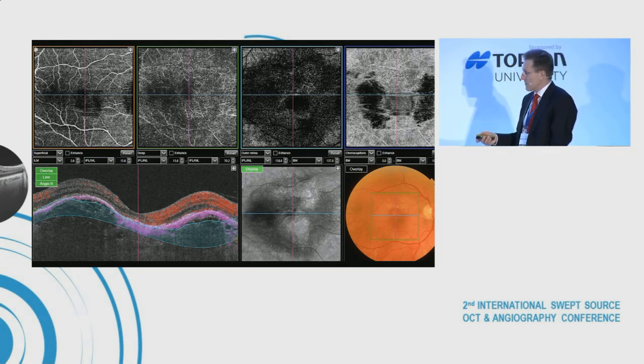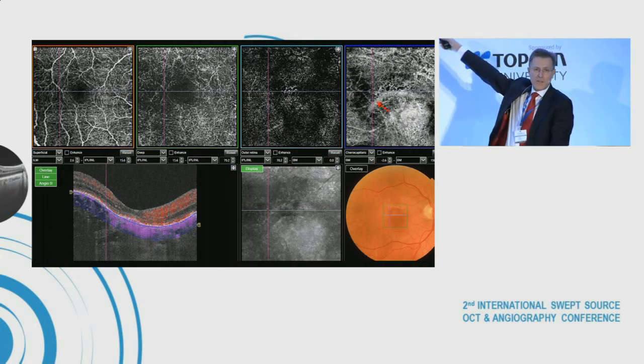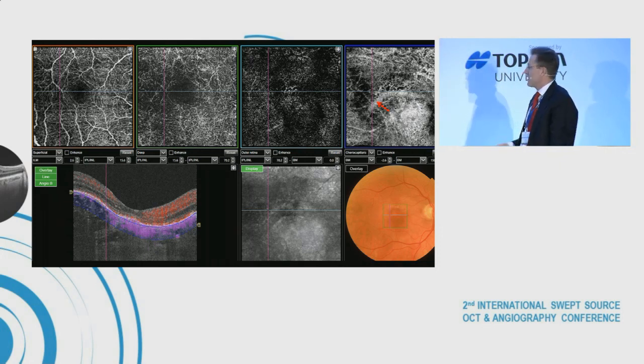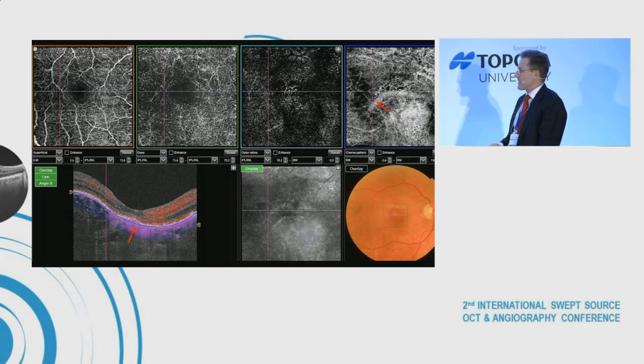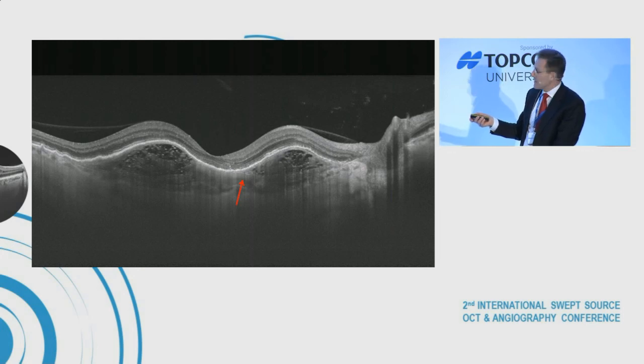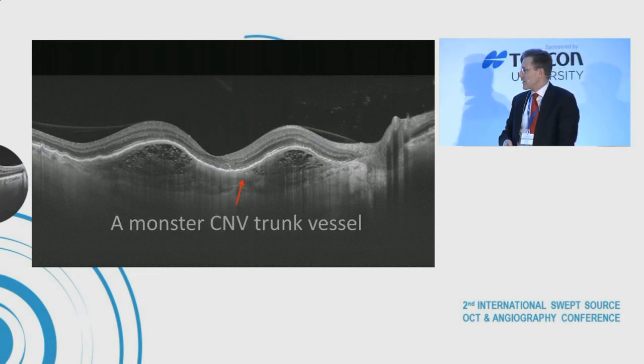And what you see here, down below to the left, is the noise signal from flowing blood, and corresponding with that, up there to the right, we have a monster CNV vessel, the biggest I have ever seen, and it was actually already there on the structural OCT, though I didn't realize it, namely right here. So what the arrow is pointing at is a tri-layer signal from flowing blood from a monster choroidal neovascularization trunk vessel.